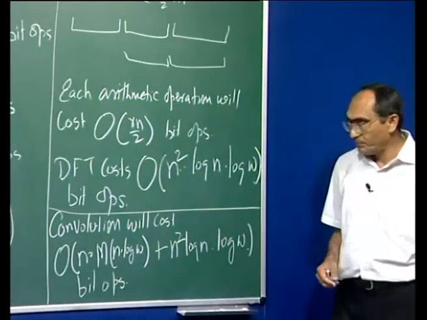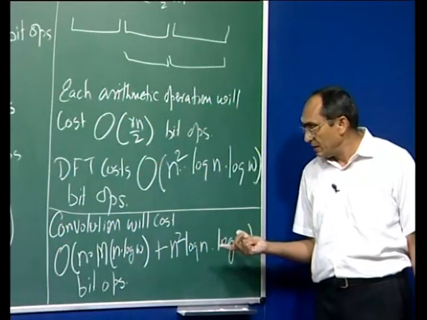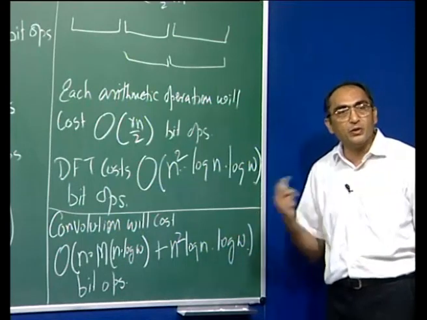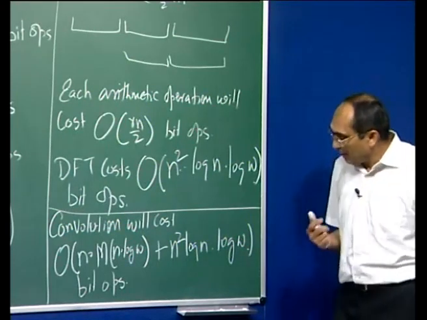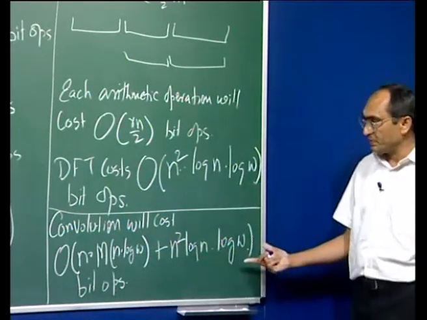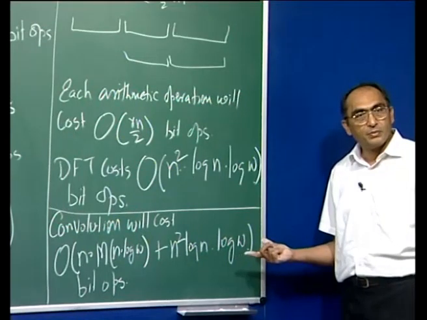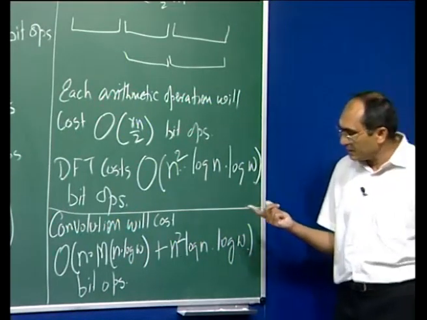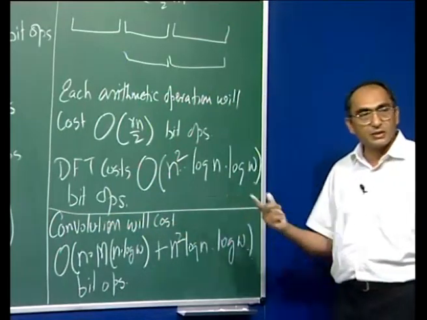In case we are computing in this ring the multiplication of 2 polynomials, then it will cost us this many bit operations, because polynomial multiplication is nothing but the computation of convolution.